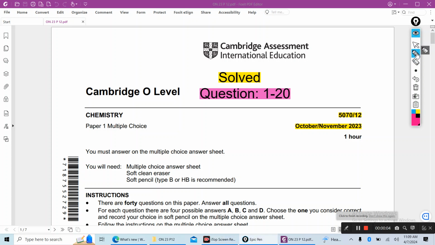Hello dear students, today I am going to discuss Cambridge O-Level Chemistry October-November 2023 paper 12, question 1 to 20.